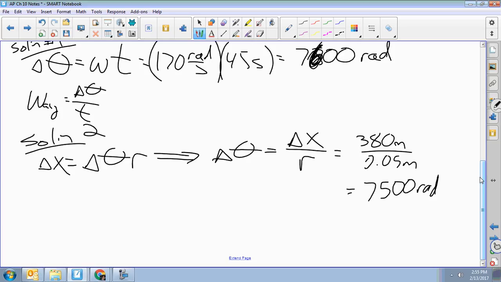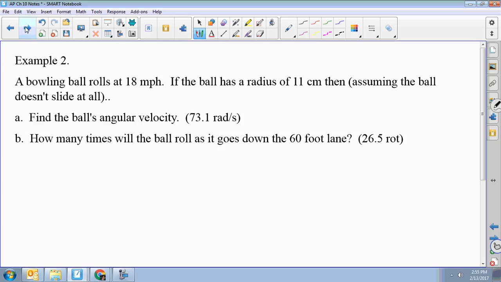All right, questions about how those angular and linear quantities sort of relate to each other? Okay. All right, so next one.